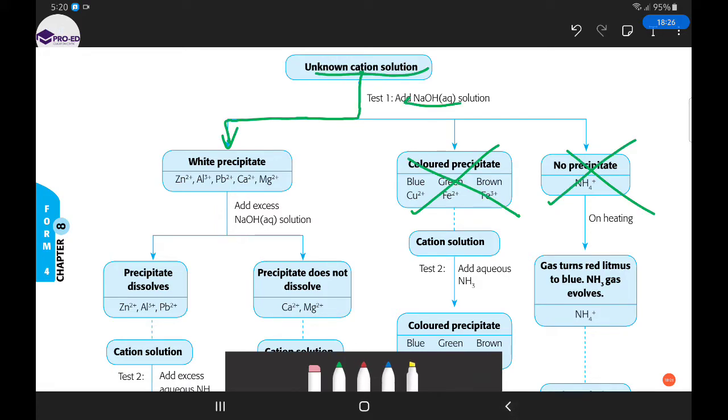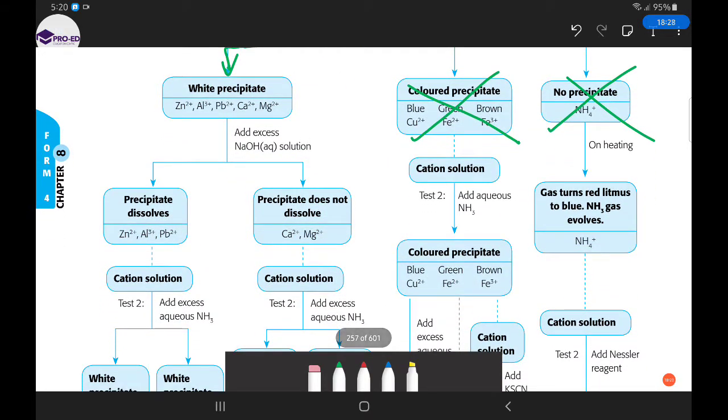Then what did we do? Now they told us: if you add excess, that means from your unknown cation solution, you don't just add sodium hydroxide, you add it in excess. Then you will find that if the precipitate dissolves, you have already narrowed it down to either zinc, aluminium, or lead ions. So now we've come down this pathway, and it dissolved.